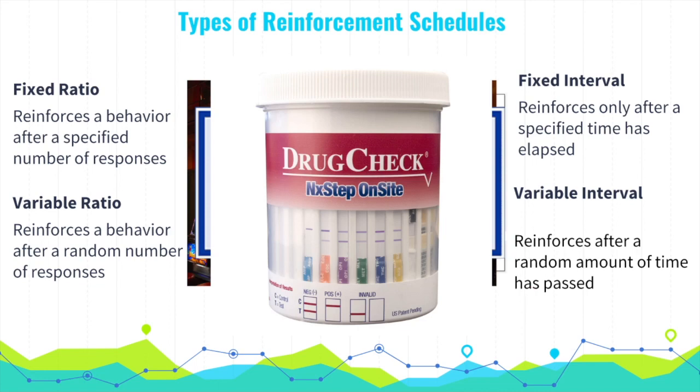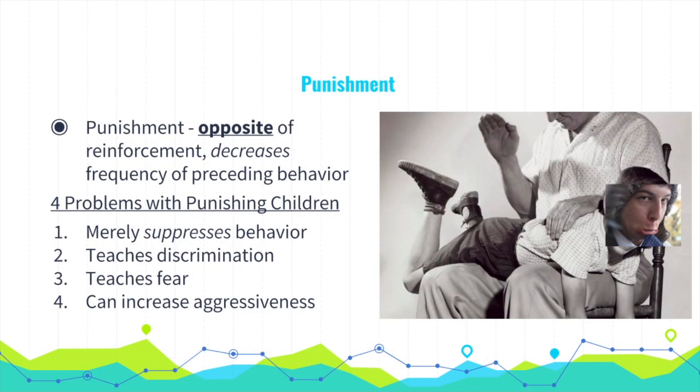Abe, what's the opposite of reinforcement? Well, it starts with a P. It's called punishment. Now, punishment decreases the frequency of the behavior that it precedes. And there are 4 problems with punishing children. The first is that punishing children merely suppresses the behavior. Punishing children does not completely remove the behavior, and the behavior can return.